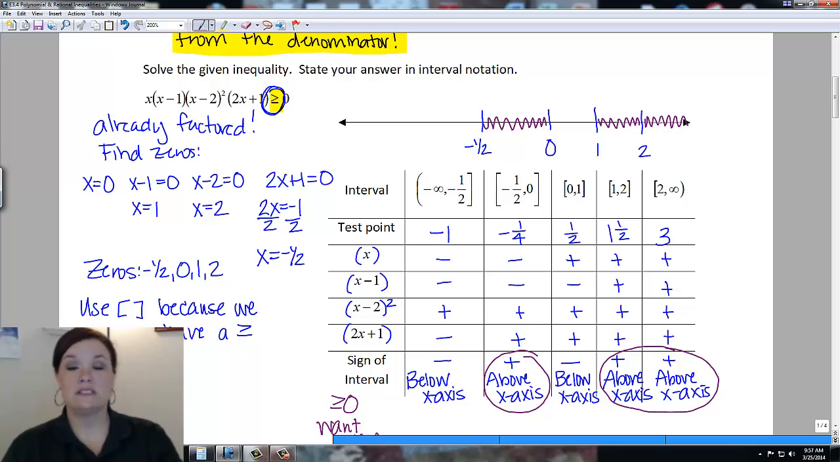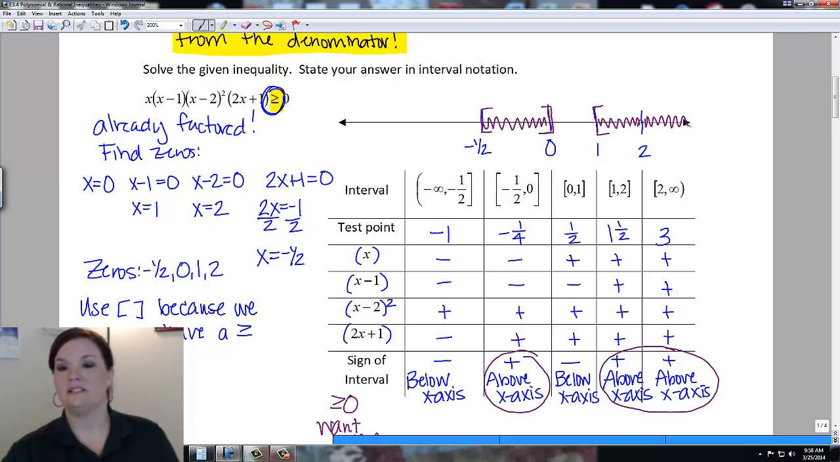Then I look back at what symbols I'm using. Because it's greater than or equal to, I'm including my endpoints. So I'm going to use a bracket here at -1/2. I'm going to use a bracket at 0. And then notice, from 1 to 2, I can use a bracket on the 1, but I don't need to do double brackets at the 2. I'm including the 2, but since I have shading on each side of the 2, I'm just going to shade straight through the 2. You don't have to do double brackets.